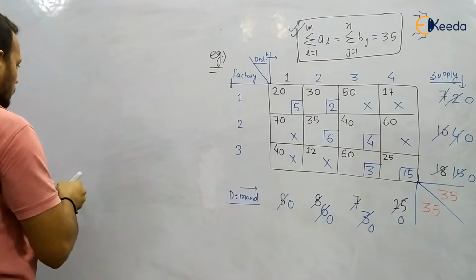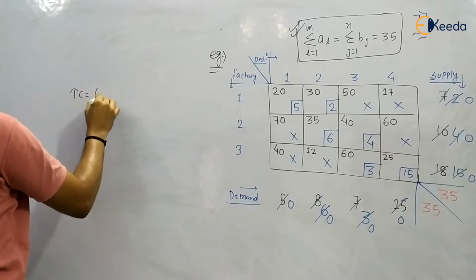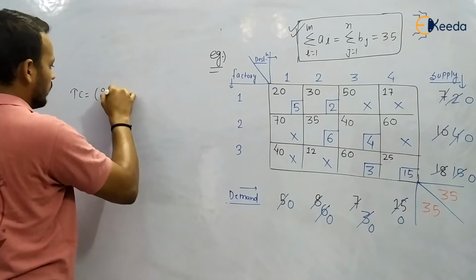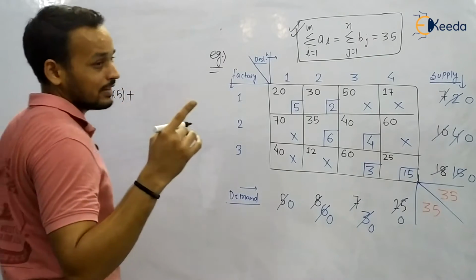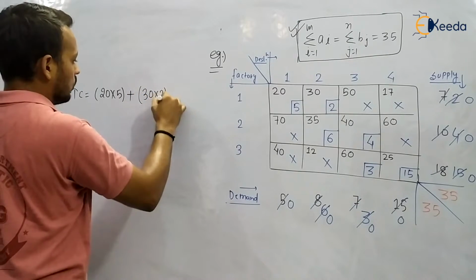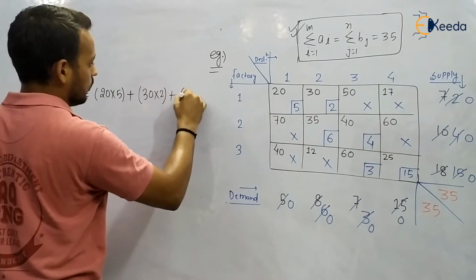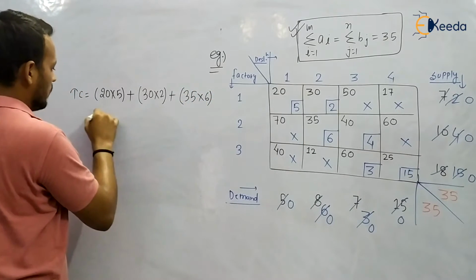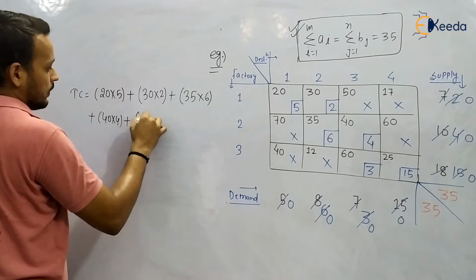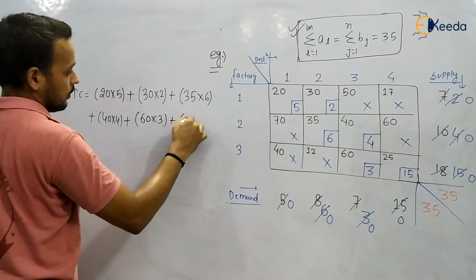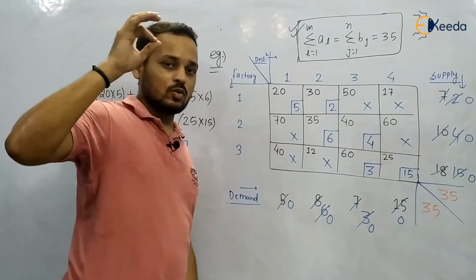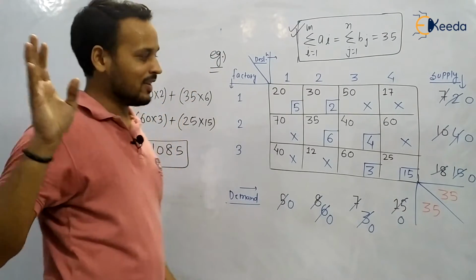So what is the cost? Look here. Total cost equals the summation of Cij into Xij. Cost of 1 unit is 20, and you have supplied 5 units, so 20 into 5, plus cost of 1 unit is 30, and you have provided 2 units, plus 35 into 6, plus 40 into 4, plus 16 into 3, plus 25 into 15. So this is all about the northwest corner method: supply first to the elements present in the northwest. Very simple.